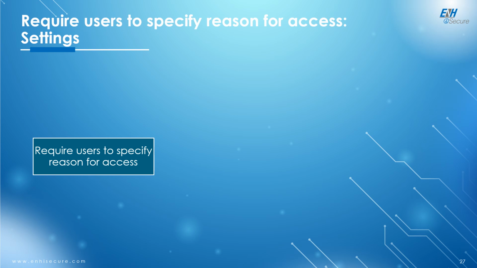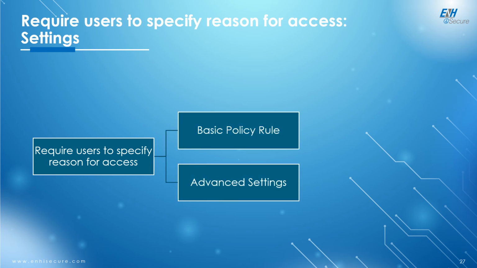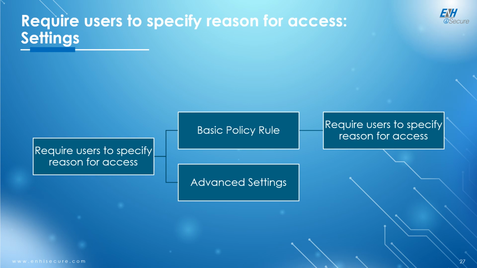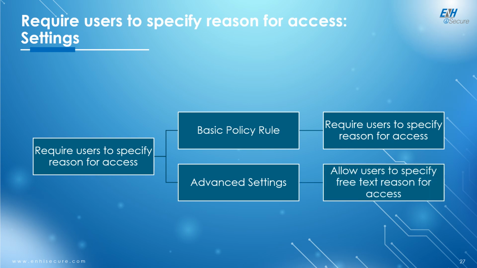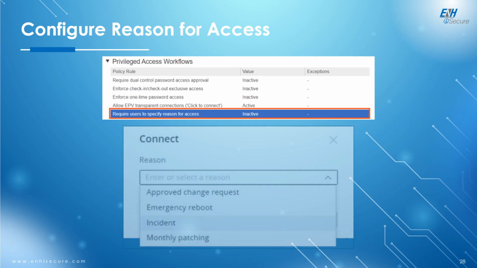Require users to specify reason for access rule consists of both basic policy rule and advanced settings. In basic policy rule, we can enable require users to specify reason for access and configure a list of predefined reasons that the user can specify while requesting access, or we can configure advanced settings such that we can allow users to specify a free text reason for access. By enabling require users to specify reason for access, the user can request access to a target server by either providing a free text reason or selecting an option from a predefined list.